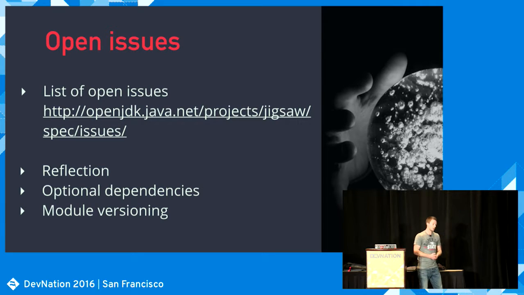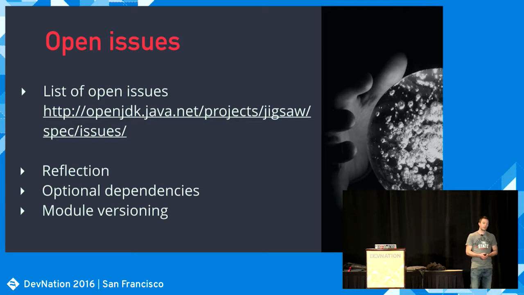So looking at the state of Java 9. As I said, it's getting close to being finalized. We should be getting a code freeze very soon. It's not announced yet, but it should be very soon, looking at the timelines. But there are still a few open issues, and these are design issues. Not so much implementation issues, but design issues.